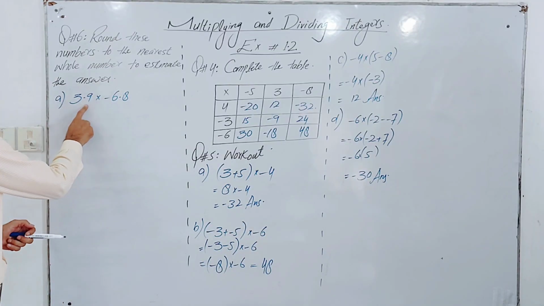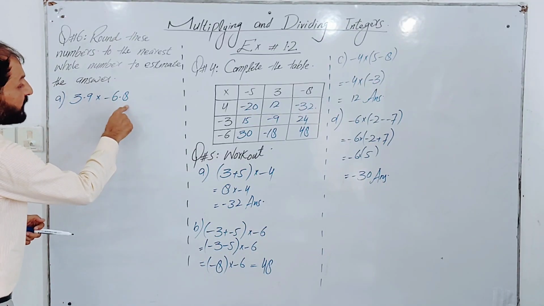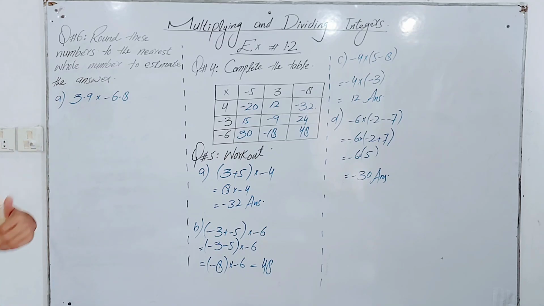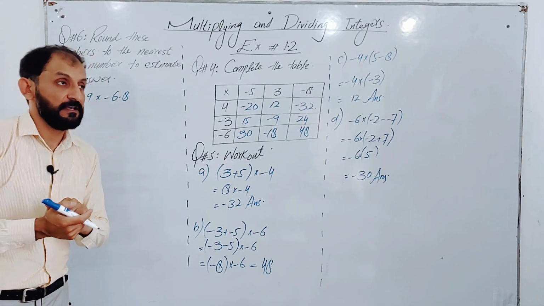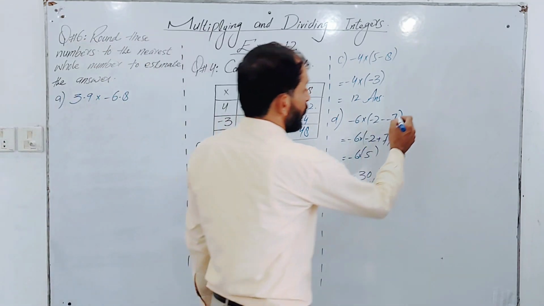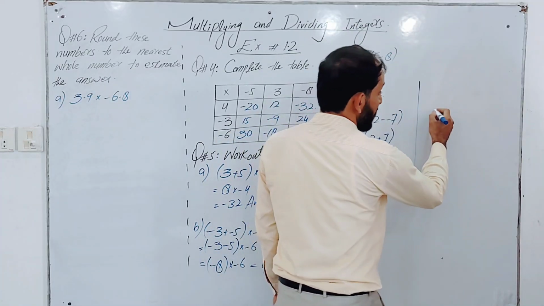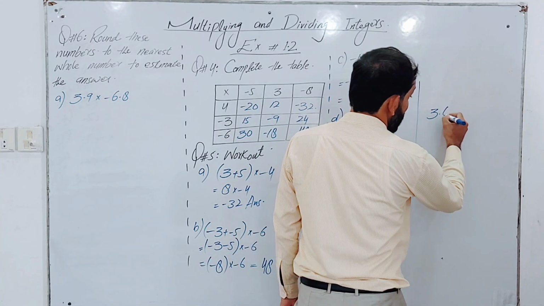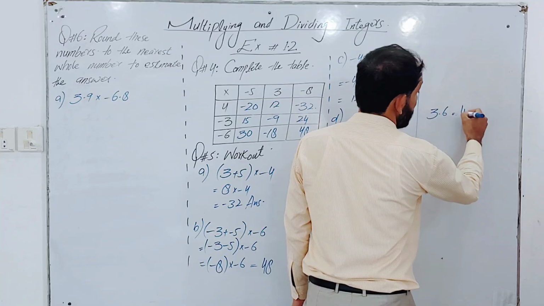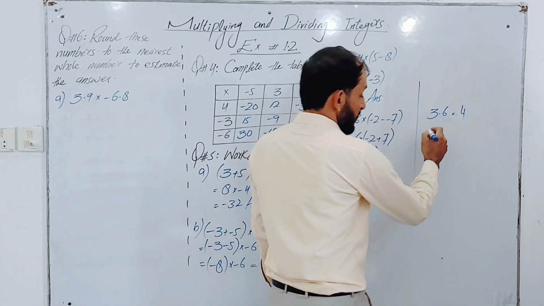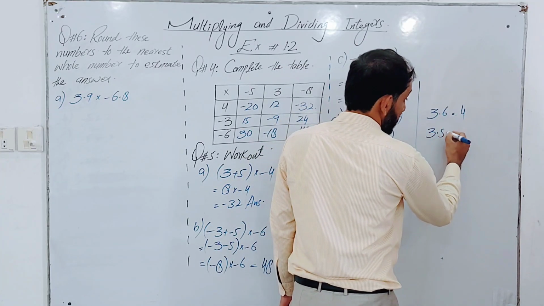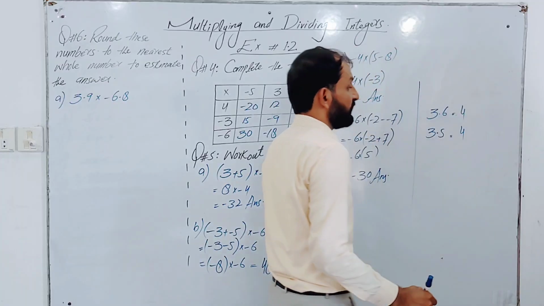Now you can see 3.9 is not a whole number, 6.8 is not a whole number, and we have to use the concept of rounding. I think everyone knows how we can round a number. If a number is given in the form of 3.6, after rounding it will be written as 4. If the number is 3.5, it will be rounded to 4.